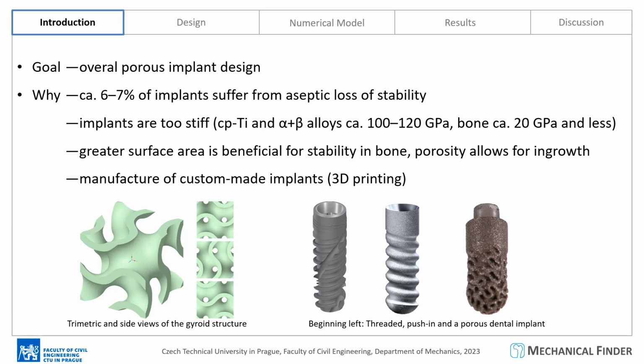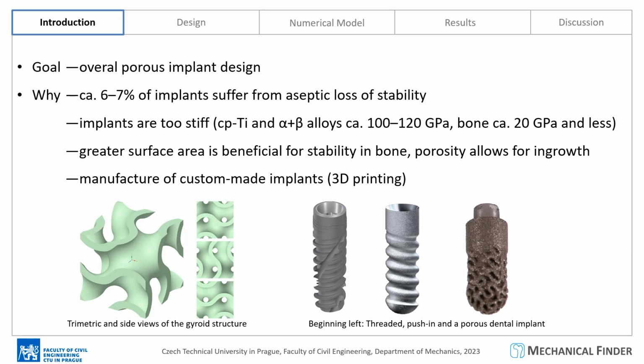Porosity also allows for a greater surface area to interconnect the bone with the implant and also allows the bone trabeculae to grow inside the body of the implant. These implants are usually 3D printed, as conventional machining does not allow for internal porosity.